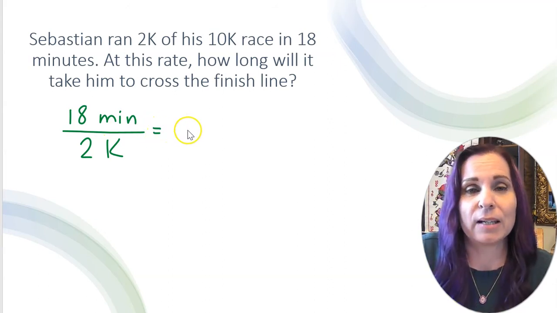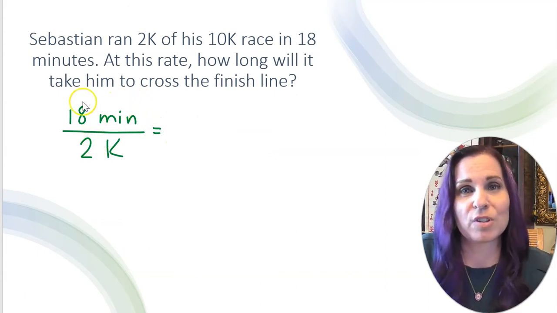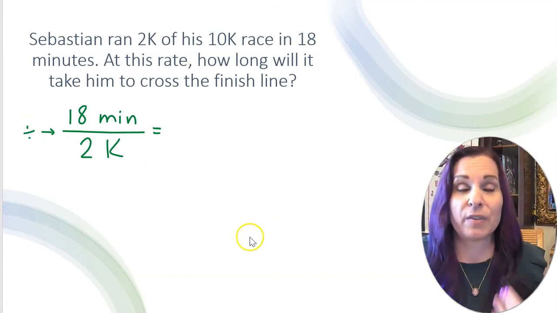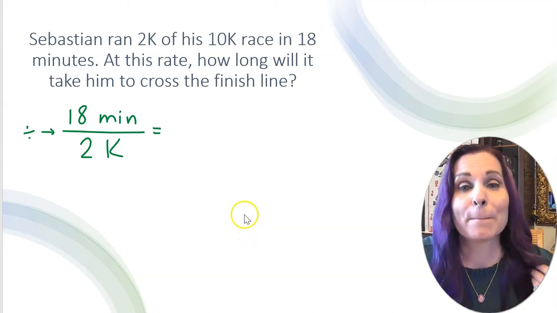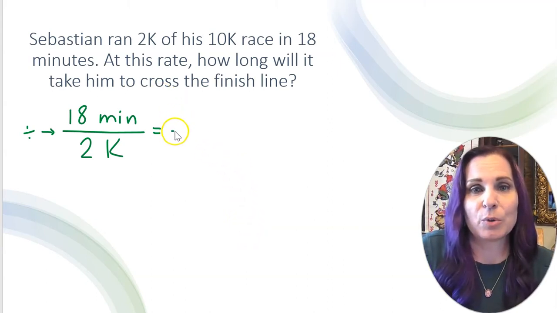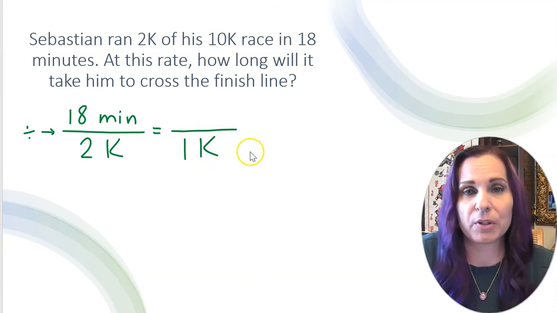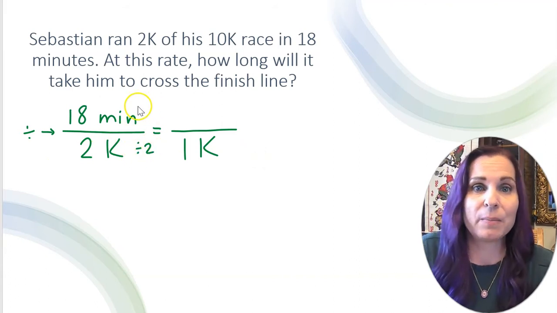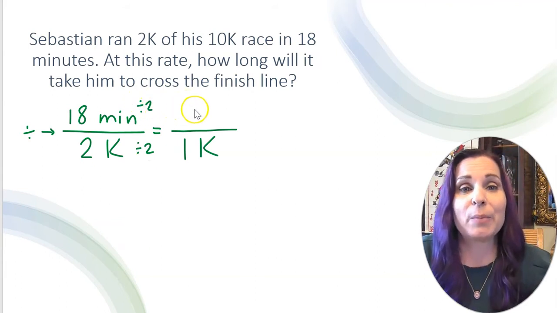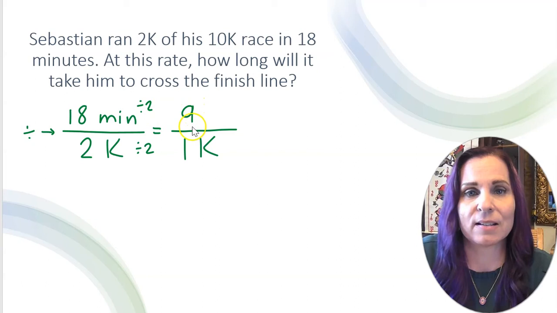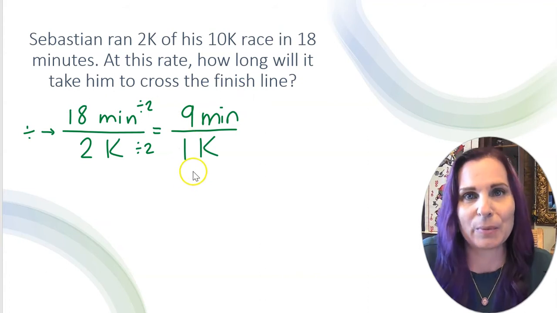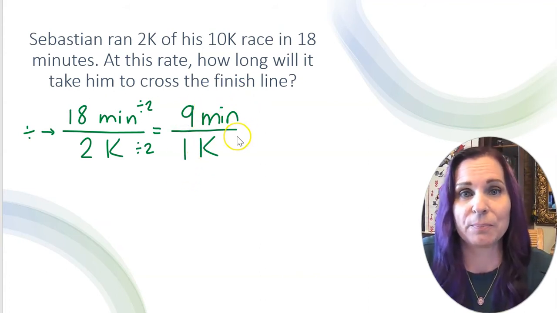So the unit rate, anytime you want to find the unit rate, you just have to divide. Remember that this fraction bar means divide. So 18 divided by 2 will give us the unit rate. Another way to look at it is through a proportion. If I want the denominator to be 1, so in this case 1 kilometer, then I'd have to divide by 2. If I divide by 2 on the bottom, I have to divide by 2 on the top. So then it's another way to get 9. So my unit rate is 9 minutes per kilometer, or 9 minutes for each kilometer.